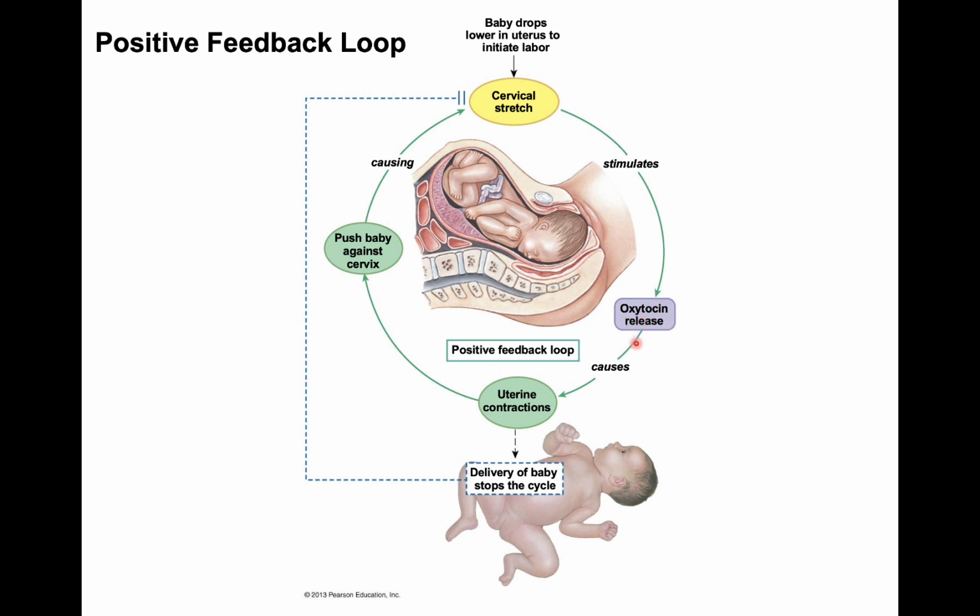Oxytocin's job is to go back down to the uterus, which is this whole muscle here, and cause contractions. Uterine contractions will then push the baby's head further. As the baby's head pushes further into the cervix, it'll cause the cervix to stretch even more, which means more oxytocin release, more uterine contractions, and more of the baby's head pushing on the cervix. This process will continue until the baby is completely out. Even when the baby is completely out, the contractions don't stop immediately. They can continue for a few hours after delivery.